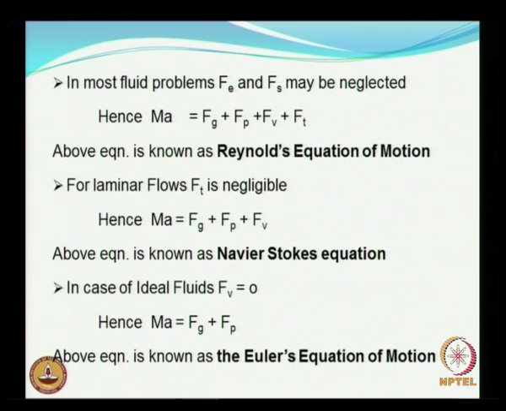Then in the case of an ideal fluid, the viscous force is neglected, and hence you have only the summation of gravity forces and the pressure forces, resulting in what is called Euler's equation of motion, which we will try to derive in the next class probably.